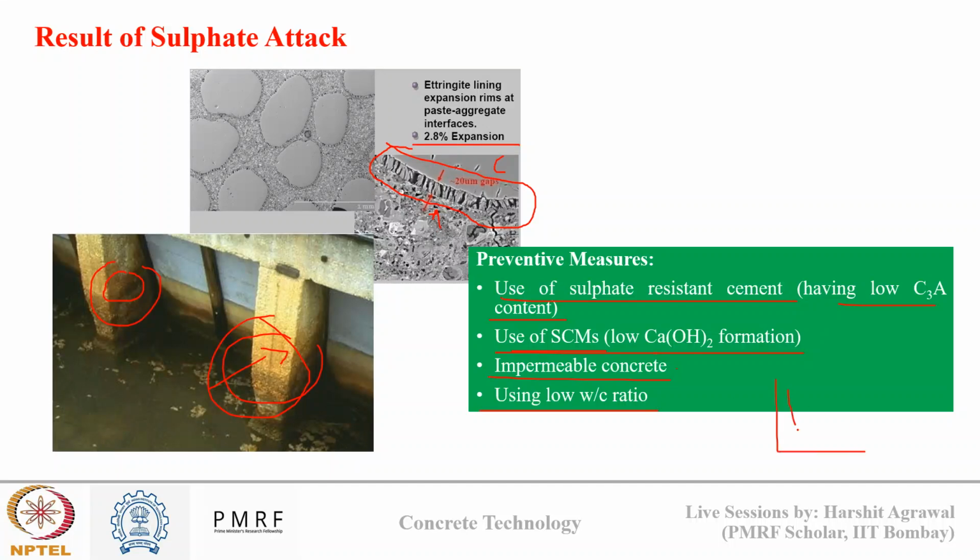We know that water to cement ratio and strength are inversely proportional. So if we decrease the water to cement ratio, we will increase the strength of concrete and reduce the porosity inside concrete. So we will eventually increase the resistance against sulfate attack.